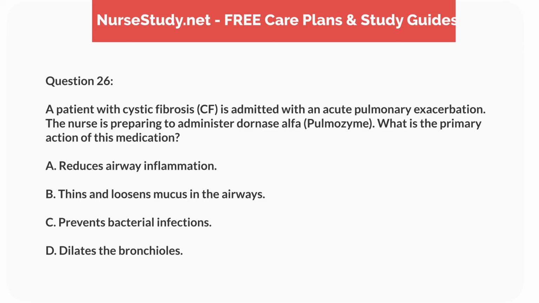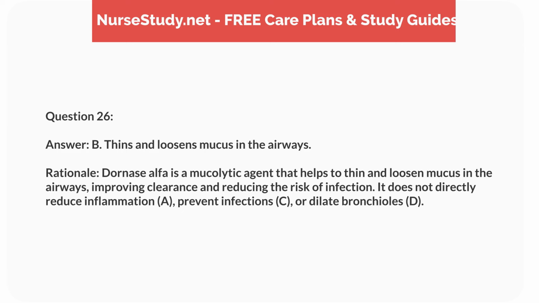Question 26. A patient with cystic fibrosis, CF, is admitted with an acute pulmonary exacerbation. The nurse is preparing to administer Dornase alpha, Pulmozyme. What is the primary action of this medication? A. Reduces airway inflammation. B. Thins and loosens mucus in the airways. C. Prevents bacterial infections. D. Dilates the bronchioles. Answer: B. Thins and loosens mucus in the airways.